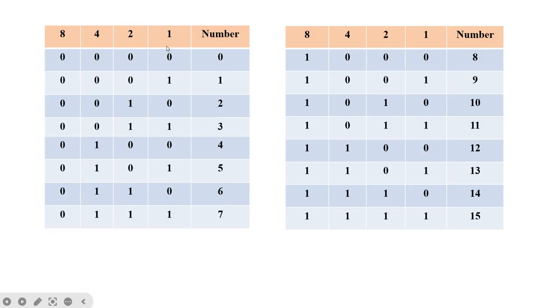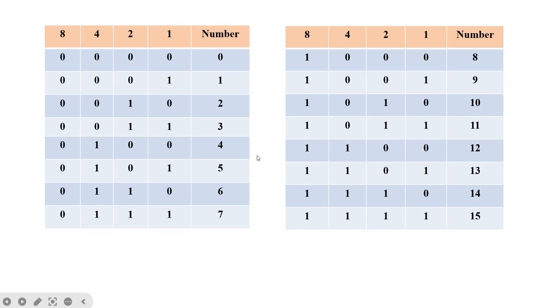Now if we carefully observe the even numbers, suppose you have 0, 2, 4, 6. If you see these numbers, the least significant bit, here it is 0. 2's least significant bit is 0. Similarly, 4's is also 0. 6's least significant bit is 0. And here also you can see for 8, 10, 12 and 14.